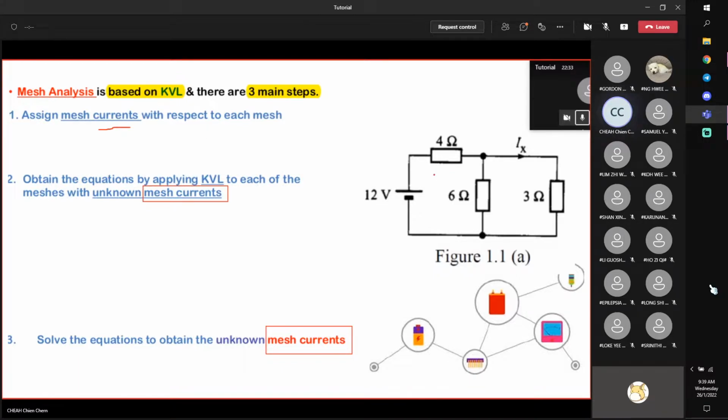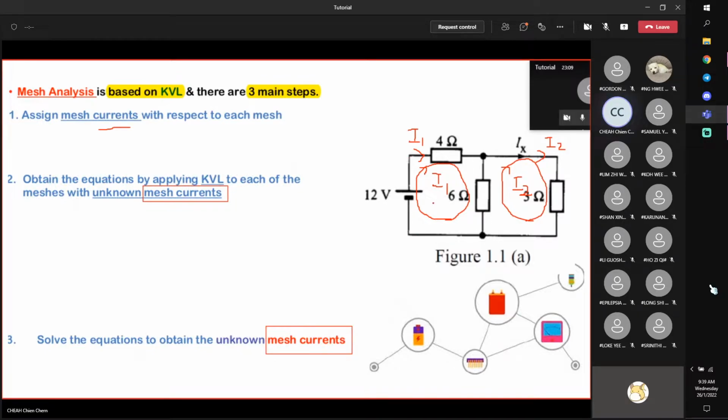Okay, if you look at the same circuit again, I can assign 2 mesh currents, right? This is 1, this is 2. Which directions? Any direction. For example, clockwise, or anti-clockwise, it's up to you. If I assign both clockwise, this actually means that I'm looking at this current over here. This is I1, and this is I2. Take note of that.